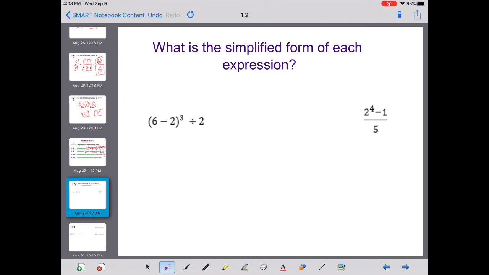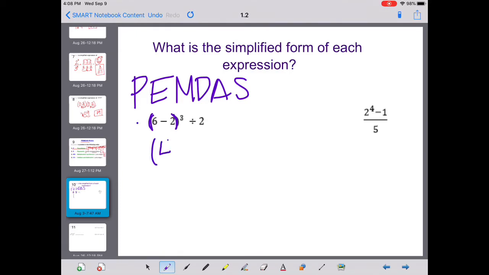We're now going to use that order of operations that we just talked about to solve these two problems. I'm going to write PEMDAS up at the top so we have it as a reference. Okay, and I'm going to use that to look at this first problem here. First, I'm going to look to see if there's any parentheses. Okay, I can see that right here we have the 6 minus 2 inside parentheses. I'm going to keep the parentheses, but just simplify what's inside. So we'll now say 4 to the third power divided by 2.